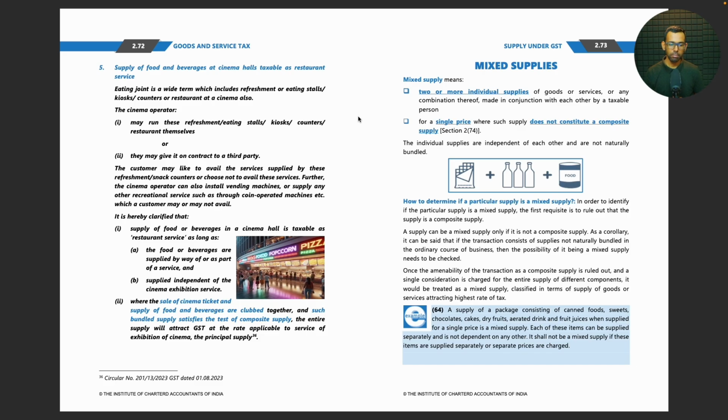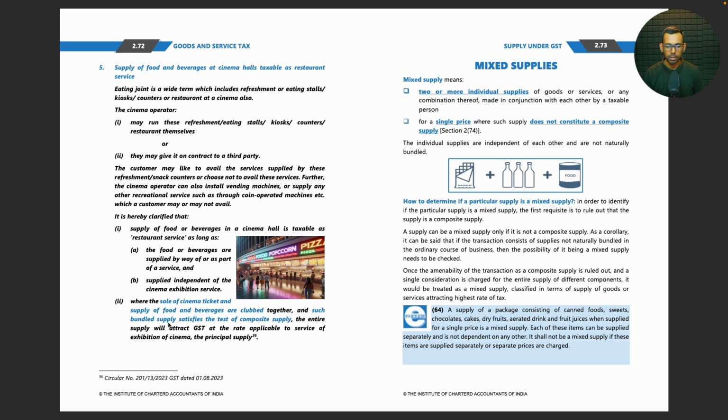You can go and eat there, where the sale of cinema ticket and supply of food and beverages are clubbed together. So let's say I charge 200 rupees. In that booking itself, you book cinema ticket price 150 rupees and then you add 70, 80, 100 rupees for food. So you sell it like a package of 300. Inside the package, one plate of popcorn plus fries plus cool drinks is already included, and then it is sold as a bundle. Then I think it will be treated as cinema exhibition service.